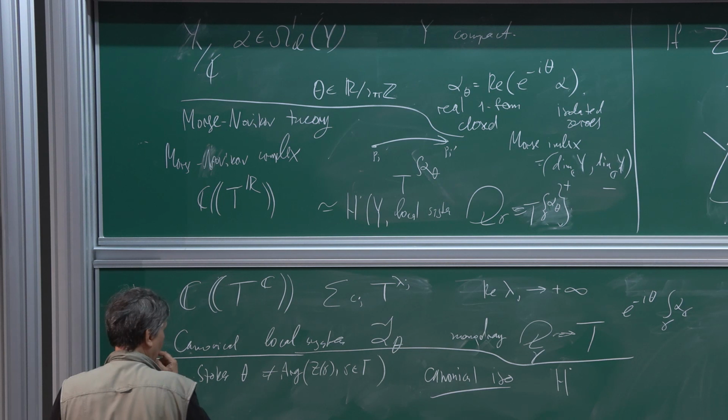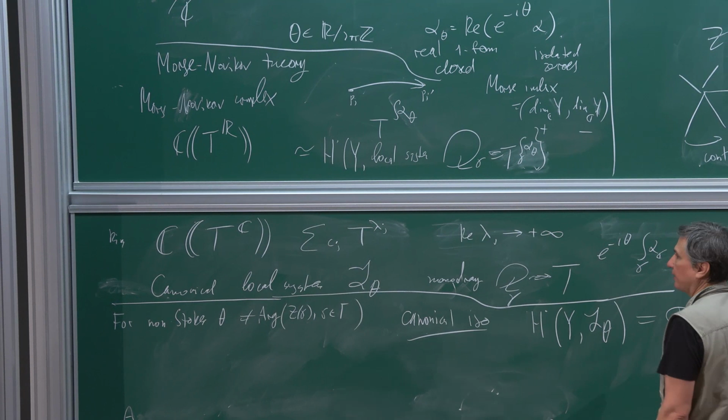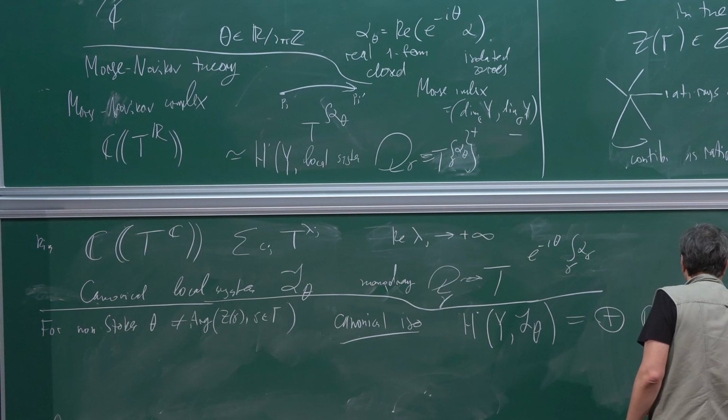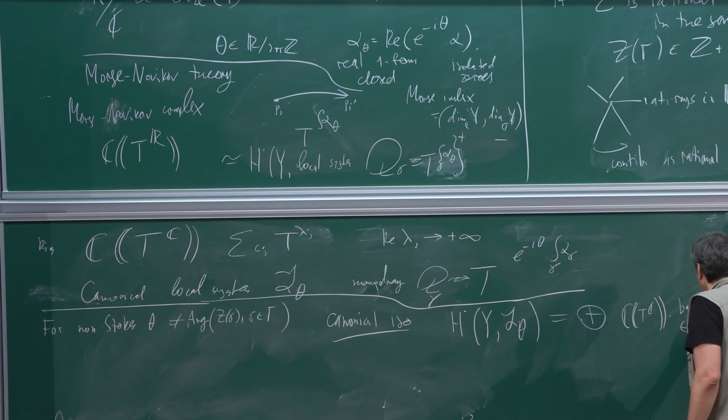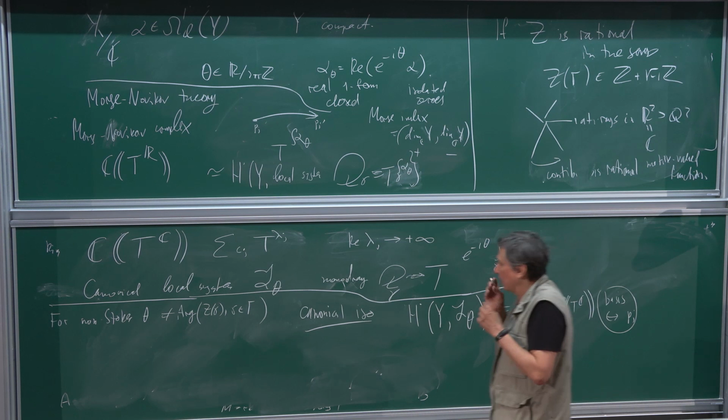with coefficients in the local system L theta, with the direct sum of one-dimensional spaces with basis vectors corresponding to my points p_j. And why is the isomorphism canonical?